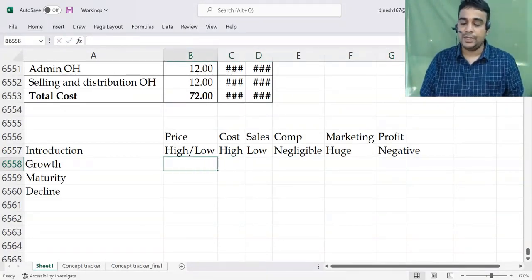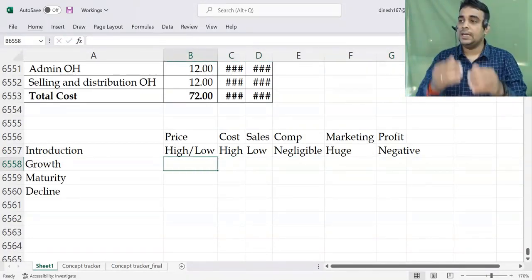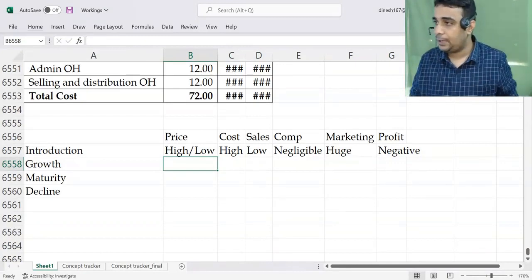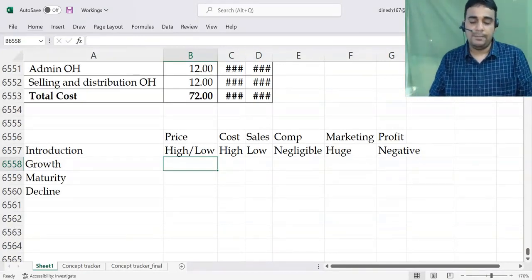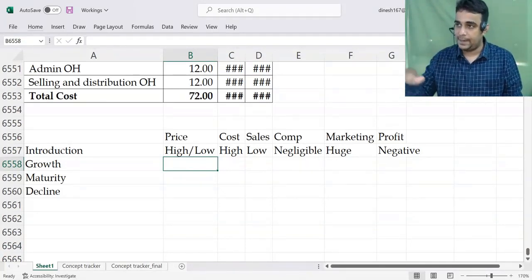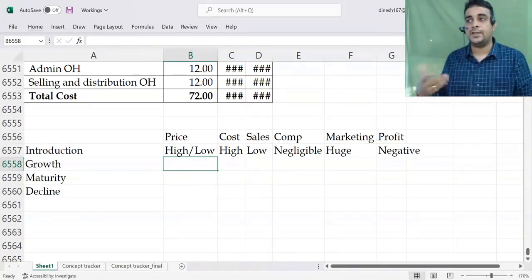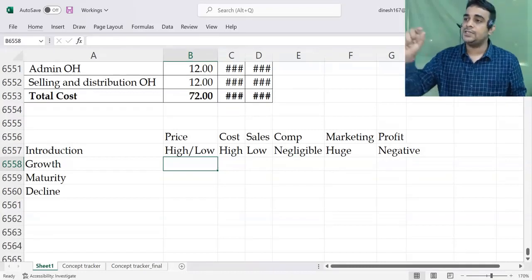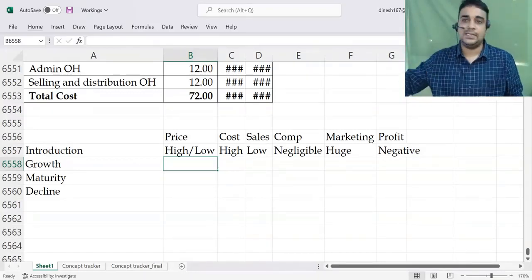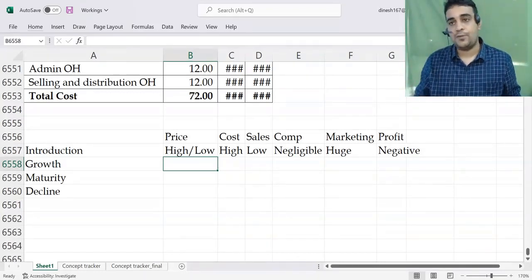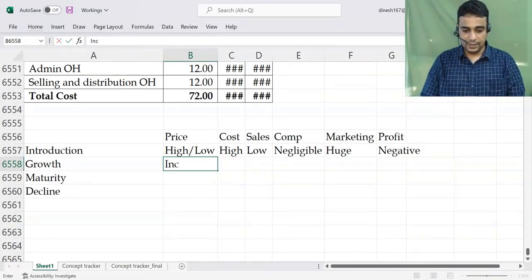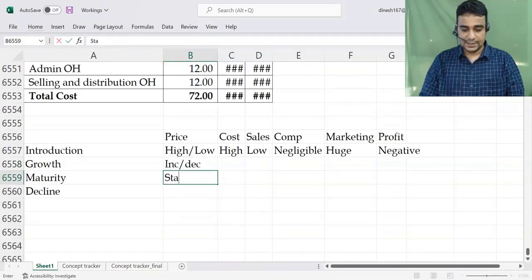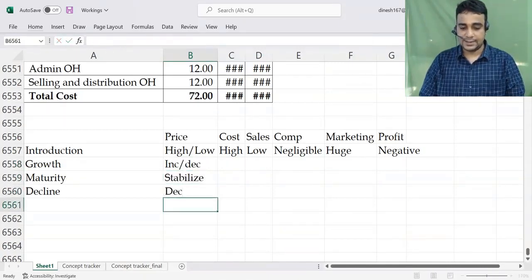Then growth, maturity and decline. How the price will move, whether it keeps reducing or increasing, depends on what strategy you followed. If you followed a skimming strategy, you will reduce the price. Maybe at maturity level it stabilizes, and in the decline stage you may have to reduce it further if needed. If it's penetration, you will increase it, in the maturity stage it will stabilize, and in the decline stage the price will only fall. So this can increase, decrease, stabilize and decrease.